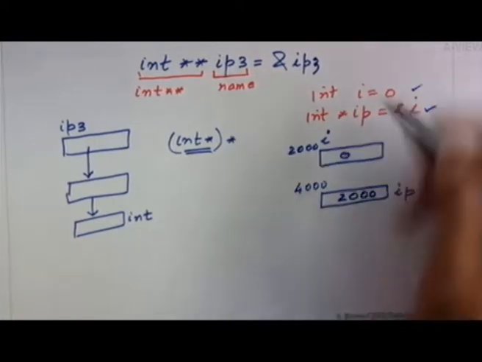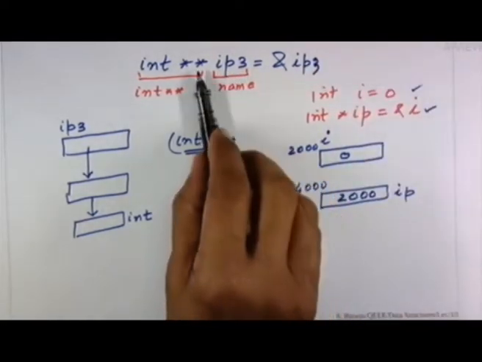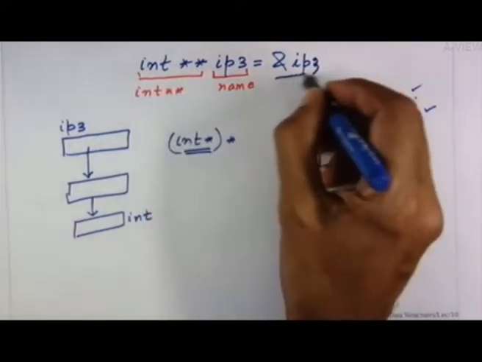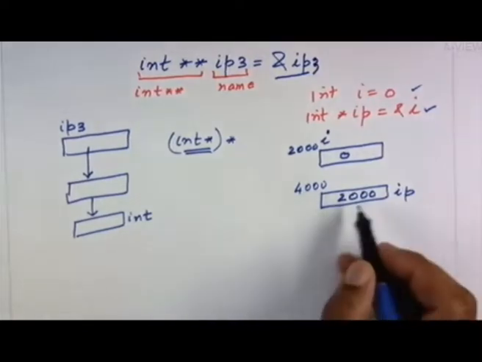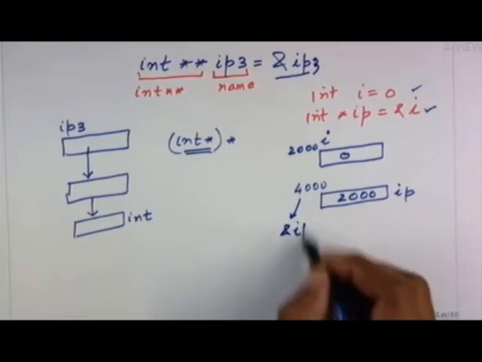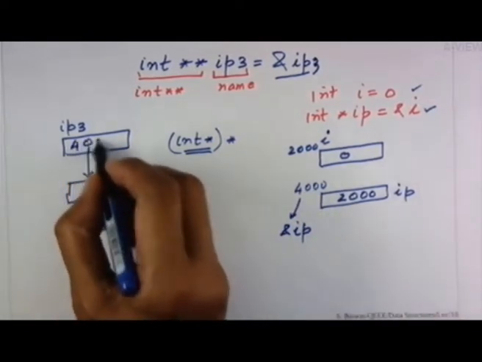Now observe what this fellow is saying. He is saying that IP3 equals star star int, which is the declaration, but it holds the address of IP. And what is the address of IP? Address of IP is 4000. This is the L value, the address. So basically this says you put 4000 in here.